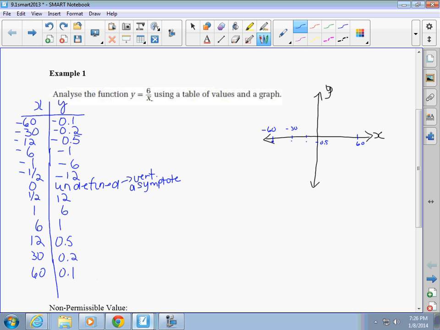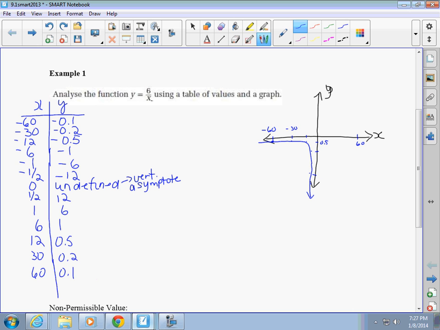At negative 6, I was at negative 1. So that's about halfway between there. So negative 1, I mean. At negative 1, I was at negative 6. So we'll pretend here that I've got this evenly spaced, but I'm going to be about right there. At negative 1/2, I was at negative 12. So you can see here, my graph gets close, and then it starts curving and going down and getting close again to that 0 there.